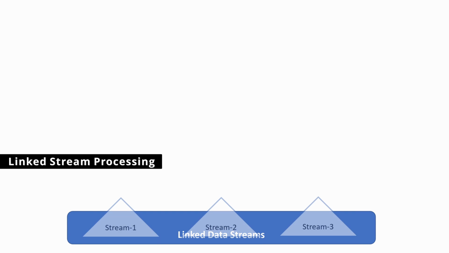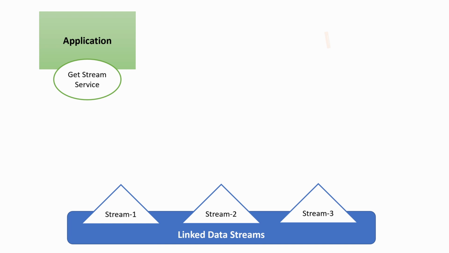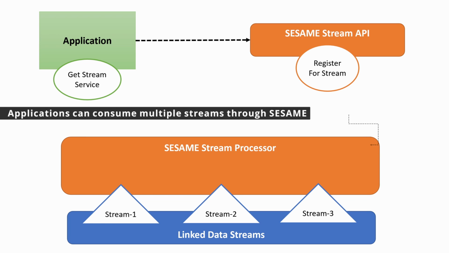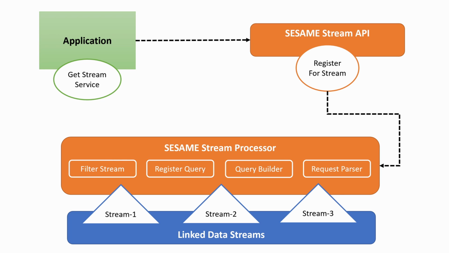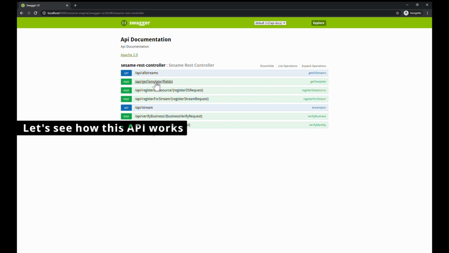Let's see the linked stream processing of SeSAme. For instance, if we have a pool of streams compliant with the INFINITECH graph data model, and an application wants to consume these multiple streams, SeSAme provides an API for processing these streams for the application. Application needs to register for these streams to be able to consume them. Let's see how the streaming API works.